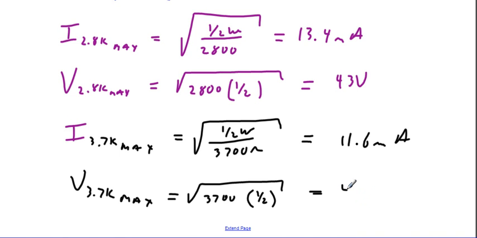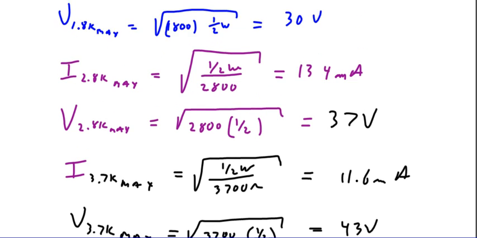Both of these can't be 43 volts. One of them has to be wrong. So I'm going to look at the square root of 2800 times 0.5. That's 37 volts. Okay. So now I know the maximum values of those things. And now the issue is, how are we going to figure out which one is going to be, who's going to maximize out our voltage? That's the issue.